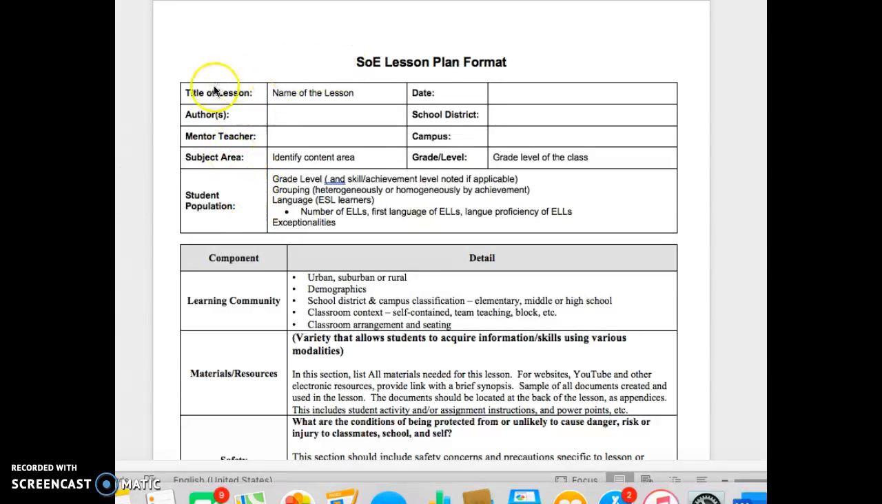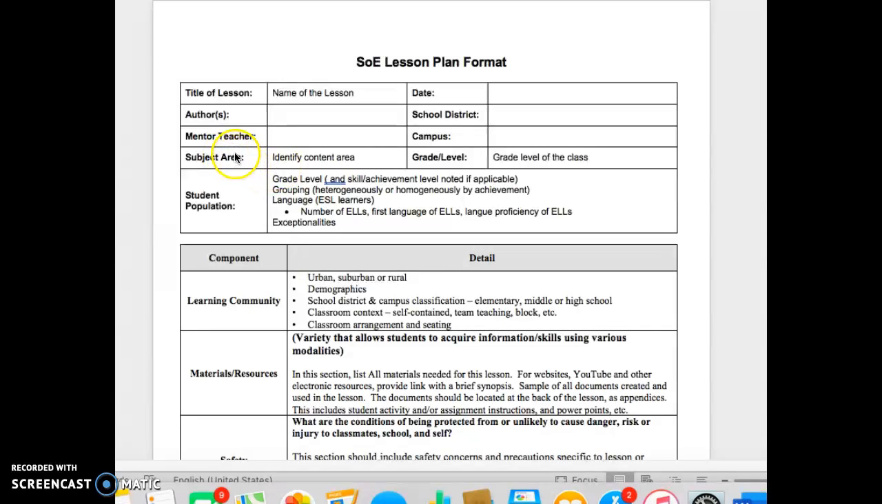So, in this first section of the lesson plan, there's a title portion where you can put the name of the lesson. Then you have a section for the date. The author would be the teacher's name or whoever drafted the lesson plan, your school district, the teacher's name, and the campus.